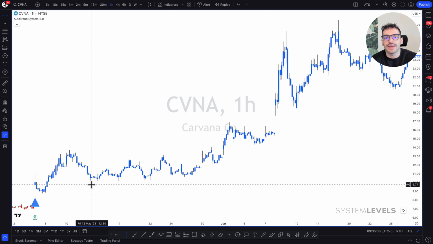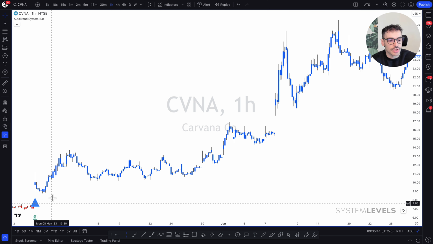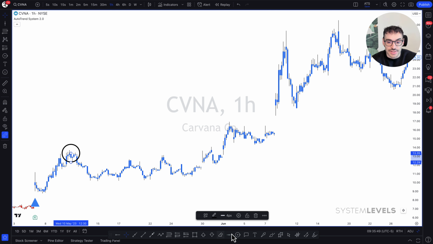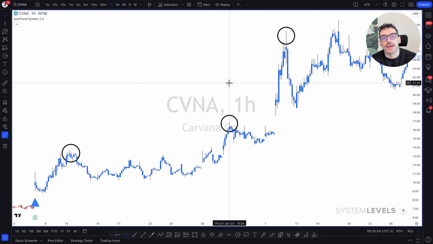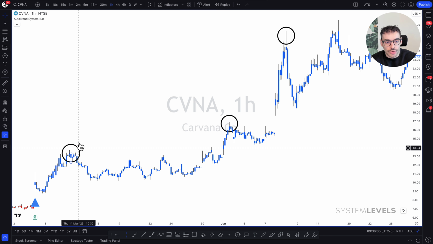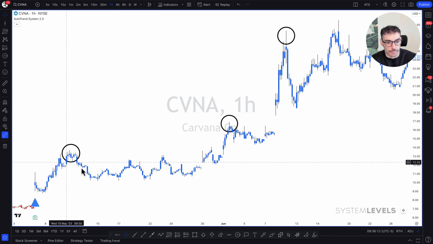So we just need to find an entry point because we don't want to be entering randomly. Just because there is a new uptrend, it doesn't mean that you should be buying, let's say, up here. Okay, it doesn't mean that you should be buying here or up here. You need to be doing it in a way that makes sense for your risk parameters. You don't want to be entering at the tops, at the peaks, you want to be entering at the valleys or just as the price is coming out of a valley or a pullback.